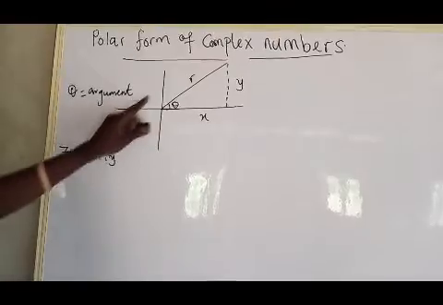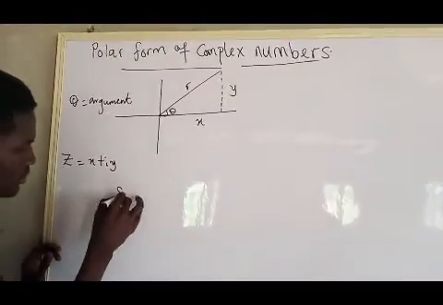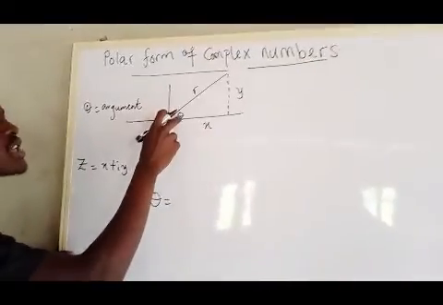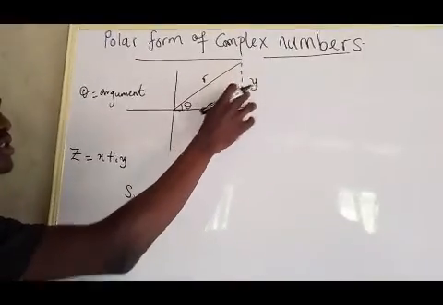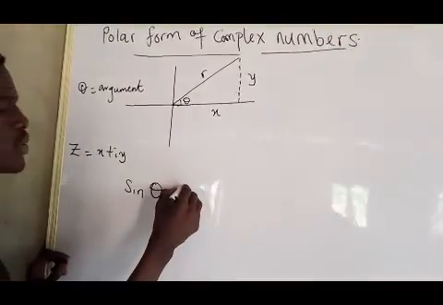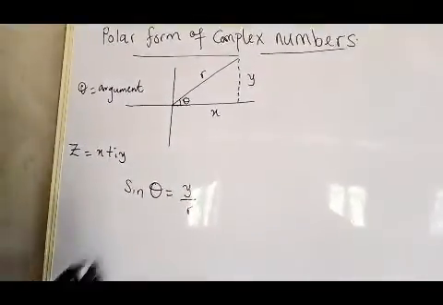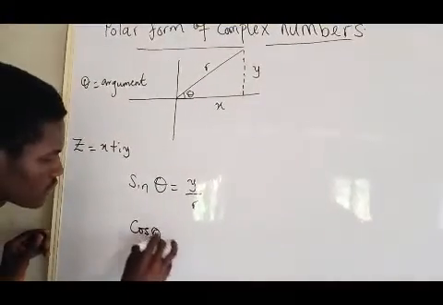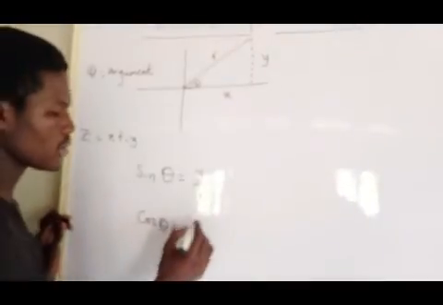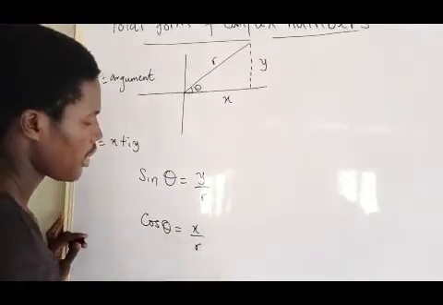Now, look at this. If I want to get my sine theta from here, sine theta is what? Opposite over hypotenuse, right? This is my opposite, this is my hypotenuse. Now if it is cos theta, it is what? Adjacent over hypotenuse, right? So adjacent over hypotenuse.